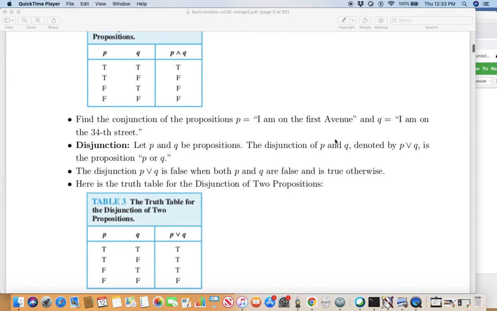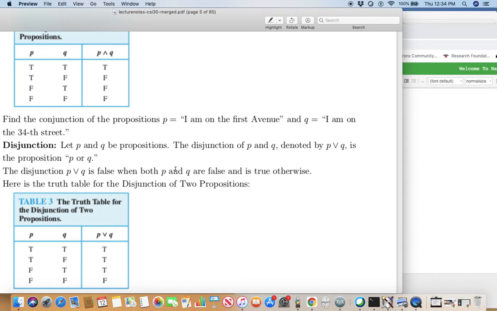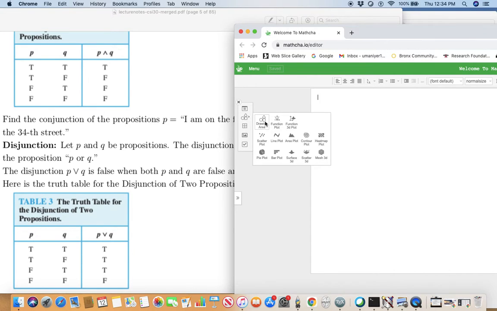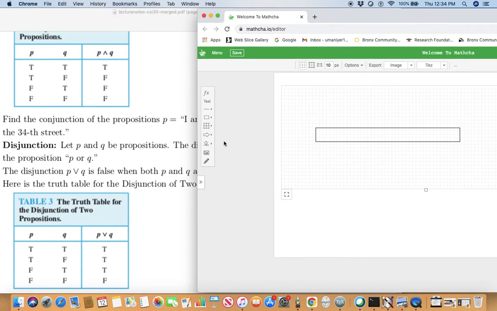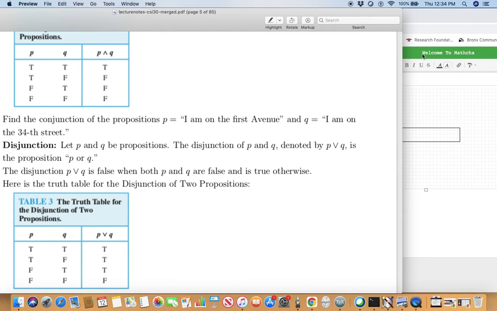Find the conjunction of the propositions P, I am on the 1st Avenue, and Q, I am on the 34th Avenue. Well, let's figure this out. What this means is you're going to draw something, right? So you have two avenues. One avenue is this avenue. Okay? Now the other avenue is this avenue.